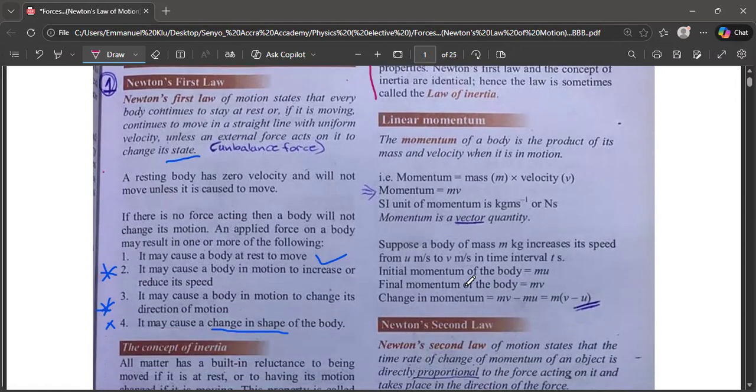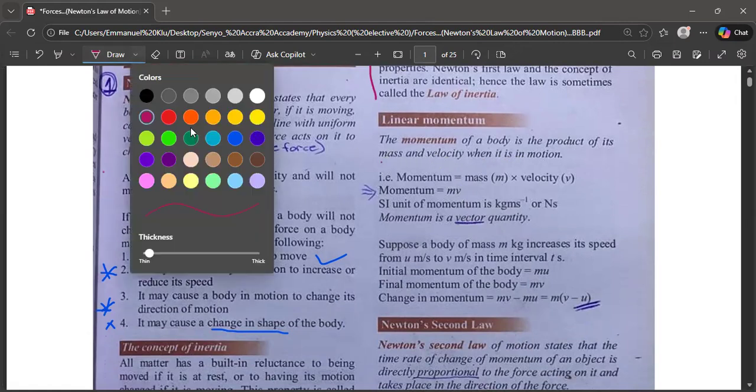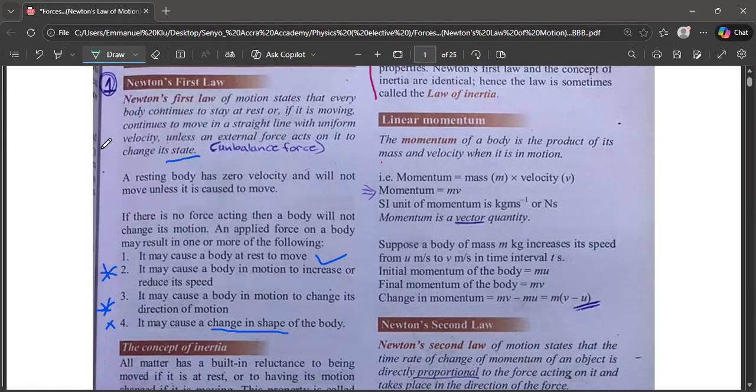So we went on to discuss that the momentum of a body is the product of mass and velocity when it is in motion. And what does that imply? That implies that a body at rest has no momentum, true or false? True. And why is that so? Can you explain to me mathematically why a body at rest has no momentum?